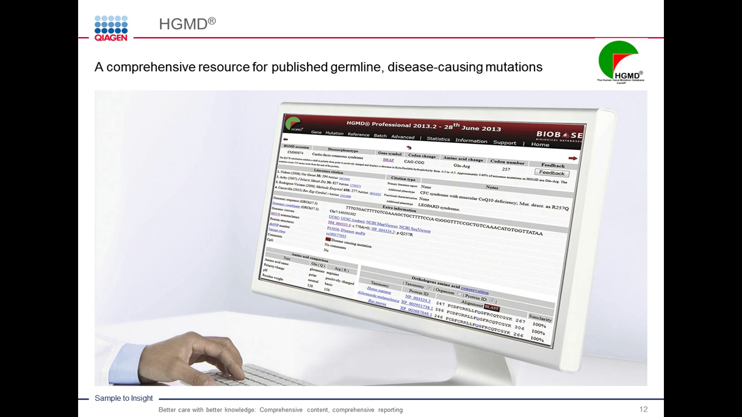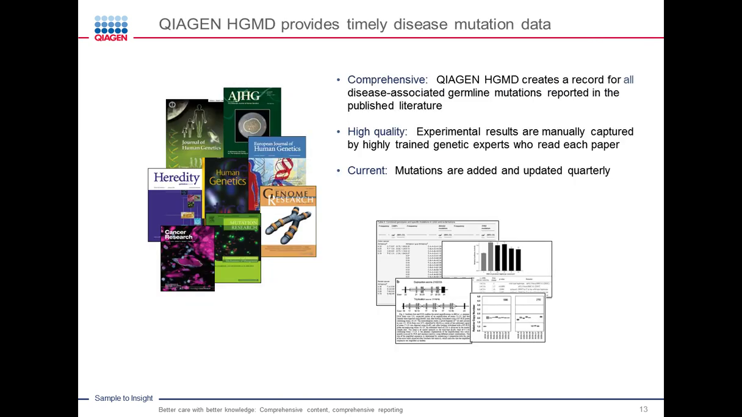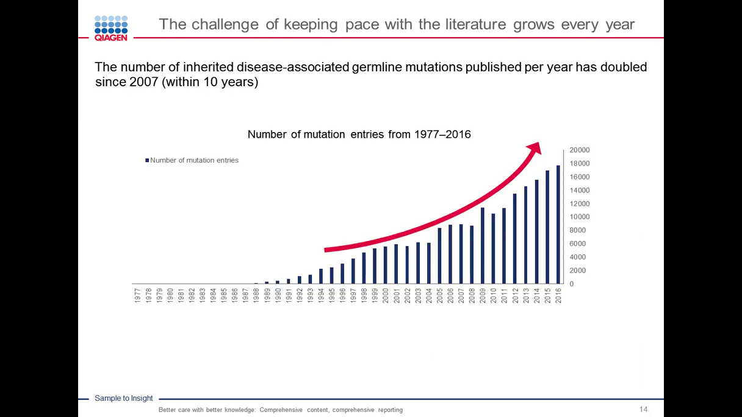So HGMD really strives to be a comprehensive resource of published germline disease-causing mutations. It strives to be 3 things. It strives to be comprehensive in that it tries to record all disease-associated germline mutations in the published literature. It strives to be high quality in that it's created through manual curation. There's a team of highly trained genetic experts who read the scientific literature and extract this information. And it strives to be current because we update the database on a quarterly basis.